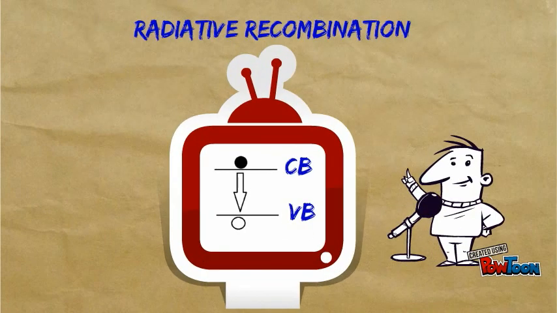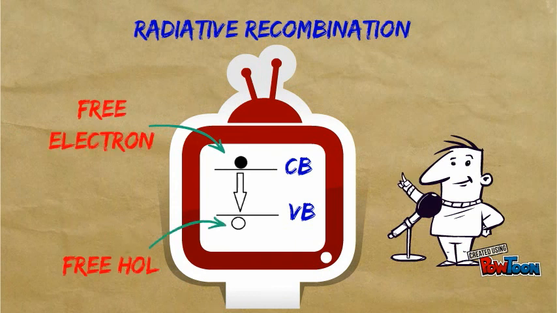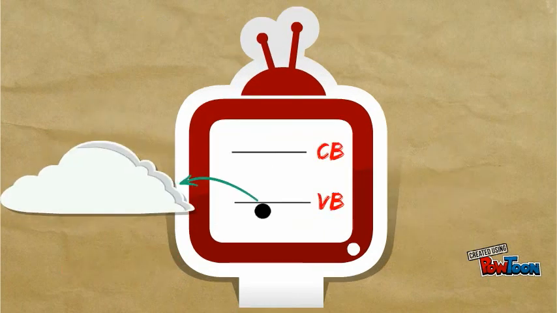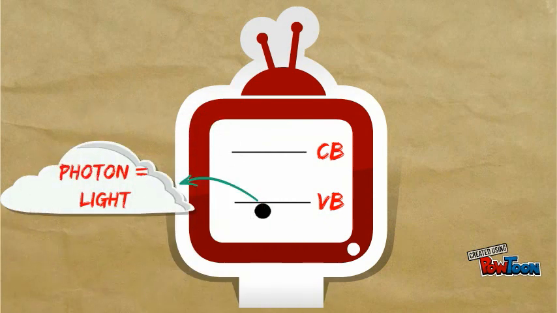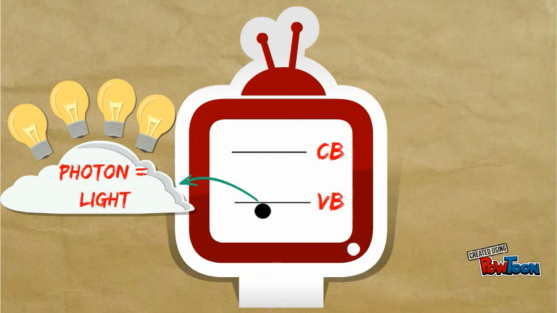In radiative recombination, free electron in conduction band will directly recombine with free hole in valence band, and it will release photon, which is light, as an energy. Now this is the recombination that we want in order to make a light-emitting diode give out light, not heat.